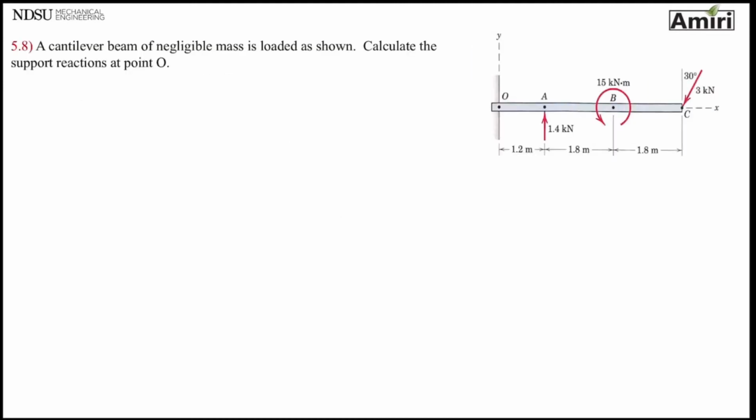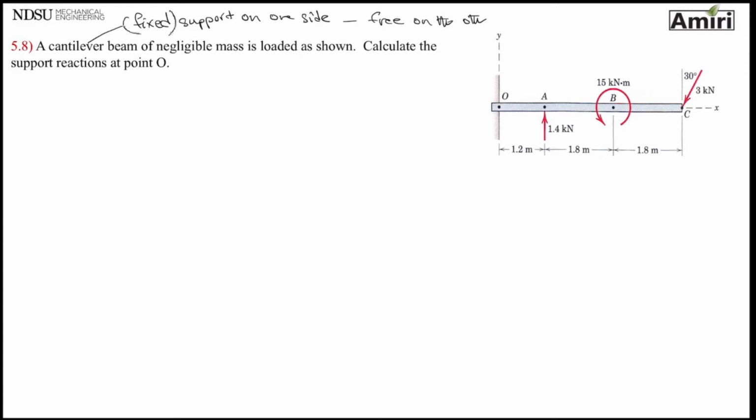Okay, let's look at another example. A cantilever beam, which means a beam that has fixed support on one side, or just support on one side, free on the other. Okay, so fixed or any kind of support on one side, free on the other. Calculate support reactions at point O.